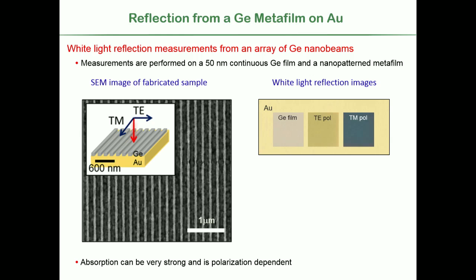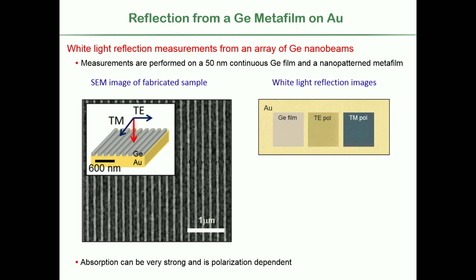And I can see a big change in the optical properties in optical microscopy of the gold here in the background. This is a thin, 50 nanometer germanium film lying on top. It's quite reflective. And here I have two images with one polarization, transverse electric, with the electric field normal to the length of the beam, and here transverse electric with the electric field along the beam.